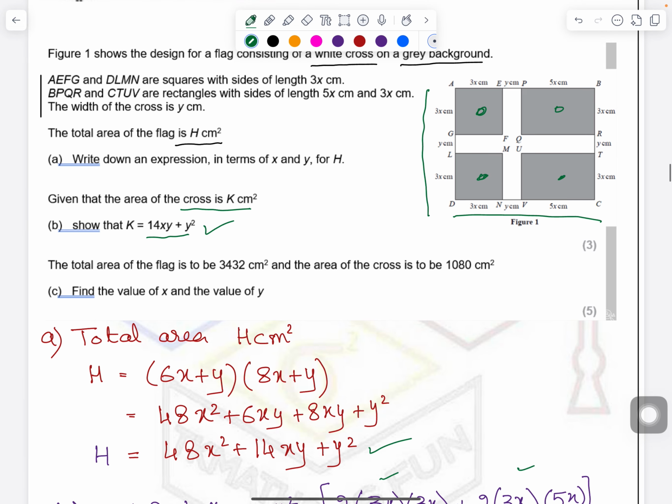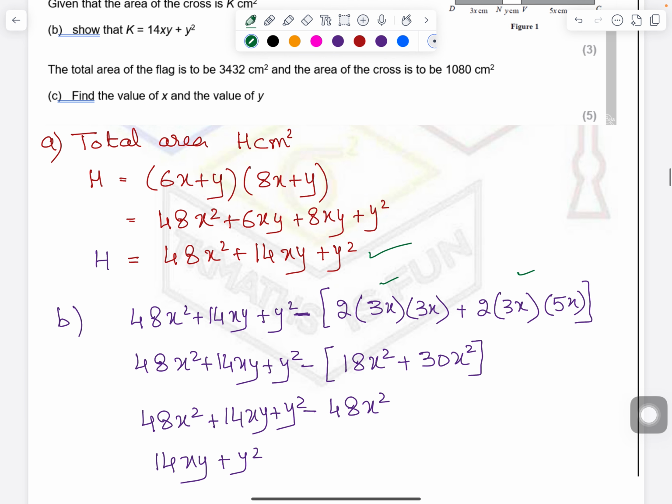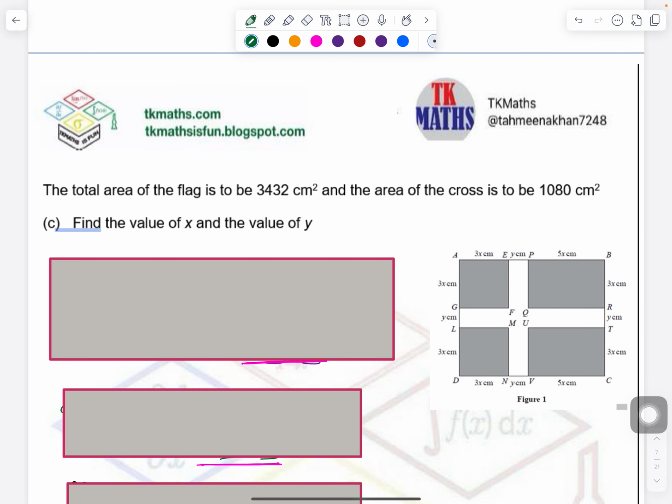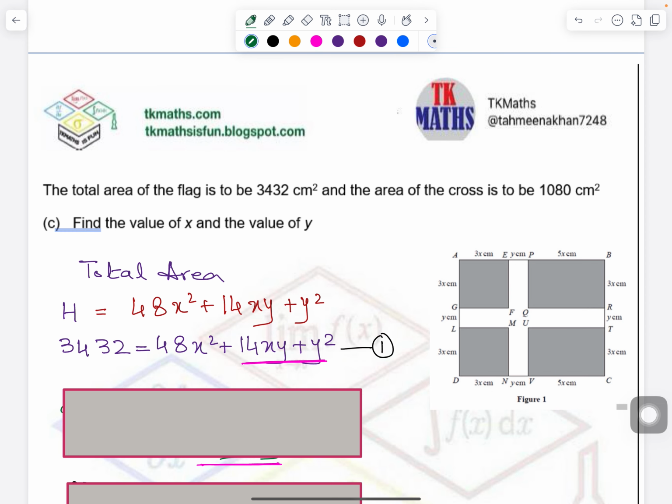Now the last part of the question is to find the value of x and y. The total area is given to you and the total area of the cross is also given to you. So in other words, the equations you have just found here and here, you have to put them equal to this value and this value and then solve them simultaneously. Now I'm sure you would have done the same thing. So we are cross checking it here.